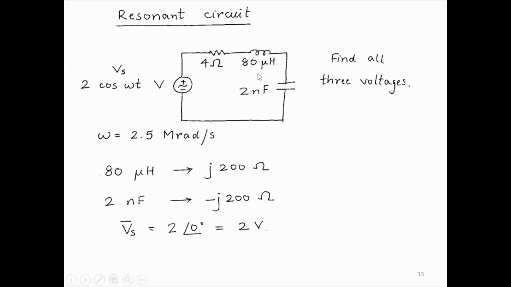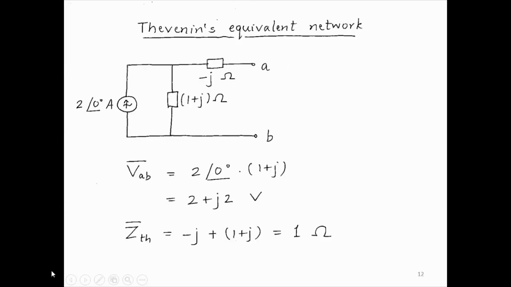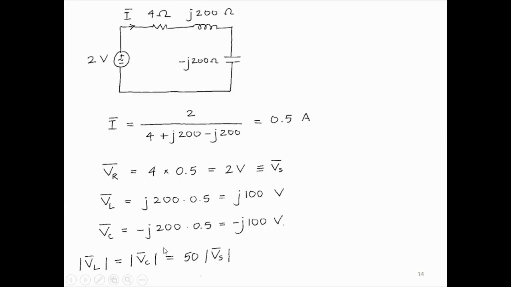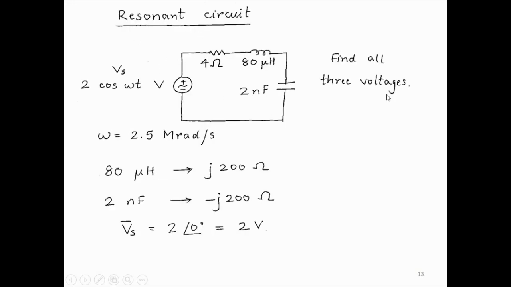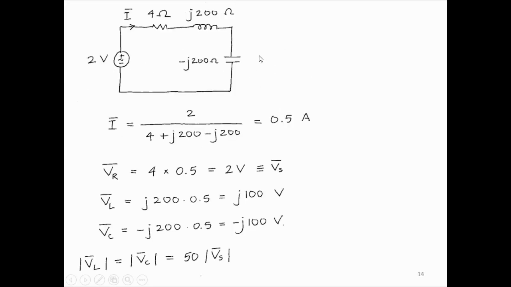So we convert the impedances. So 80 micro becomes J200, 2 nano becomes minus J200, and the voltage source is simply 2. So we write this circuit: 2 volts, 4 ohms, J200 ohms, minus J200 ohms. And the question is to find all three voltages. Okay, so we find the current and then we find each of the voltages.